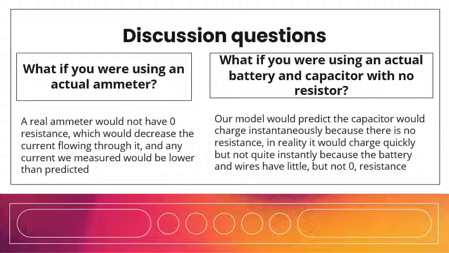And here are 2 discussion questions. What if you were using an actual ammeter? A real ammeter would not have 0 resistance, which would decrease the current flowing through it, and any current we measured would be lower than predicted.